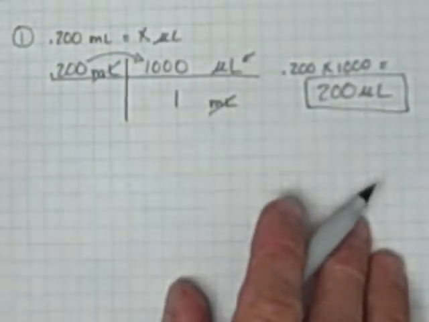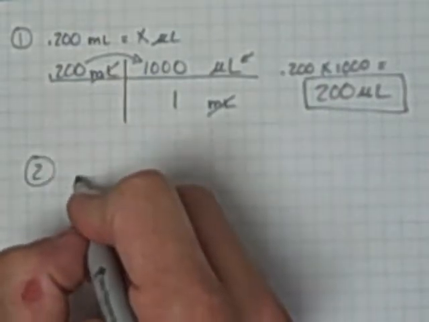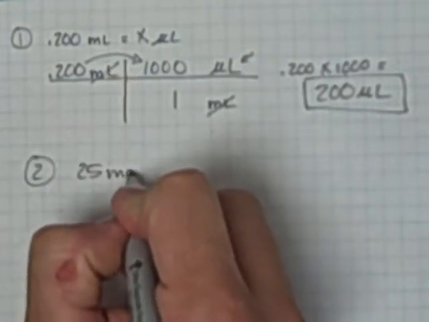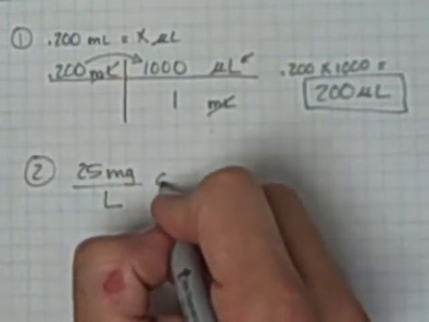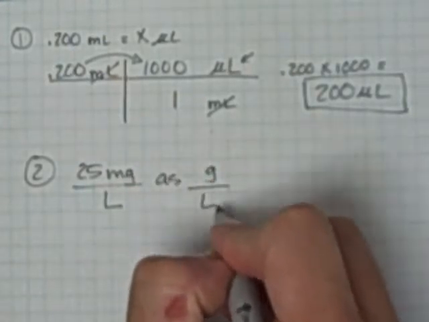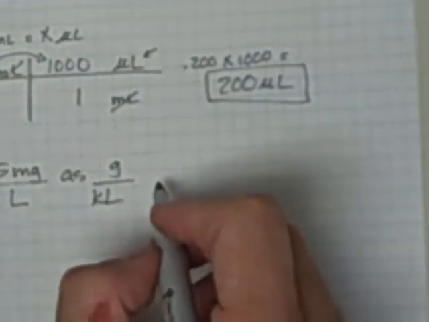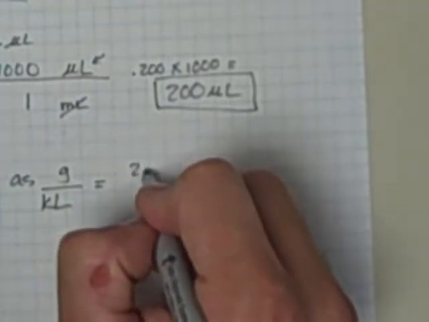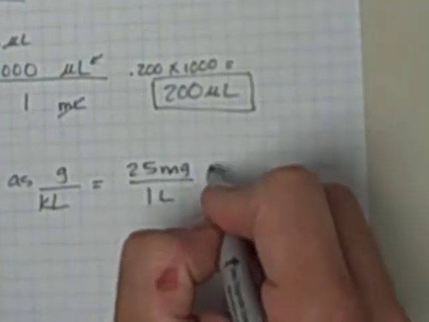Okay, let me do another one real quick here. Number 2 on this assignment says express 25 milligrams per liter as grams per liter. Oh, sorry, grams per kiloliter. Well, that's no sweat. So I've got 25 milligrams for every 1 liter.